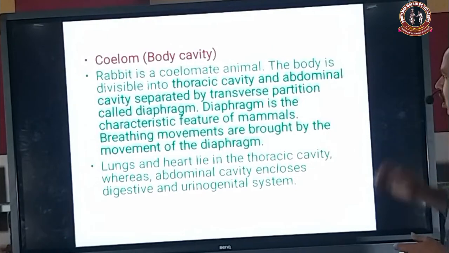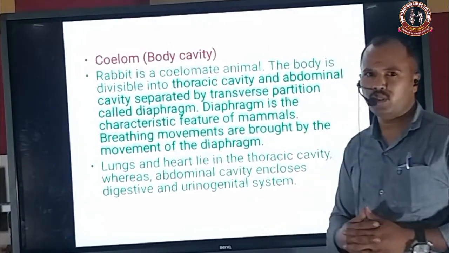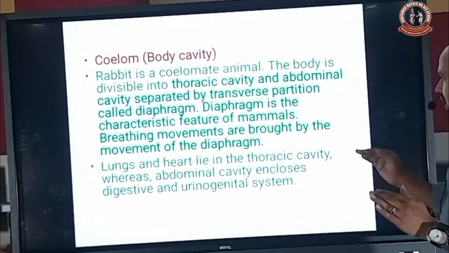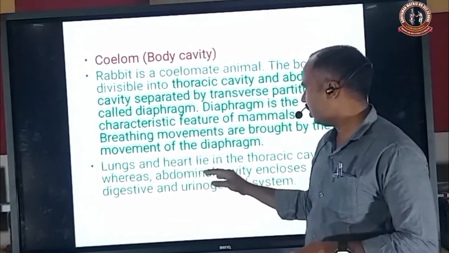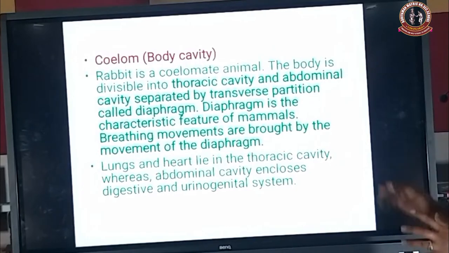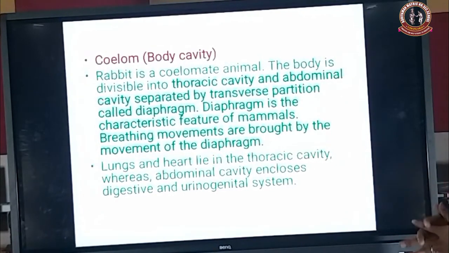Breathing movements are brought about by the diaphragm. The diaphragm is a very important structure in the process of breathing. The lungs and heart lie in the thoracic cavity, whereas the abdominal cavity encloses the digestive and urogenital systems.